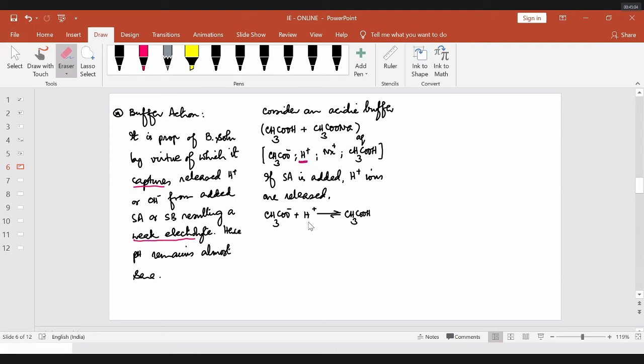So what is the buffer action? Buffer action is this one, capturing H+ ion. This is capturing H+ ion. And after capturing, there is a formation of weak electrolyte. Remember, this is important. Only capturing is not suitable, right?